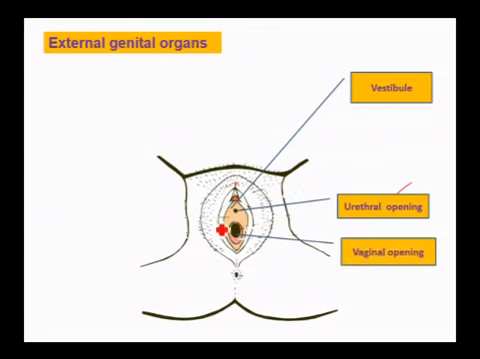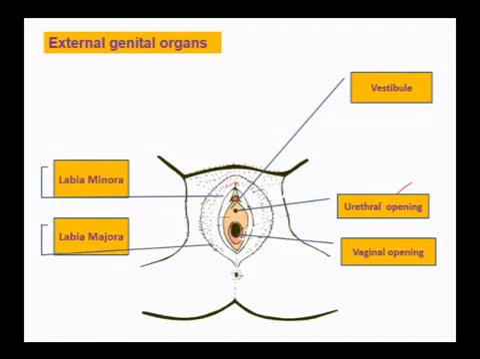Vestibule is surrounded by 2 thin fleshy folds of skin called labia minora. So labia minora is free from pubic hairs as well as sweat glands. Labia minora in turn are covered by 2 thick fleshy folds of skin called labia majora. So these are covered by pubic hairs as well as sweat glands.